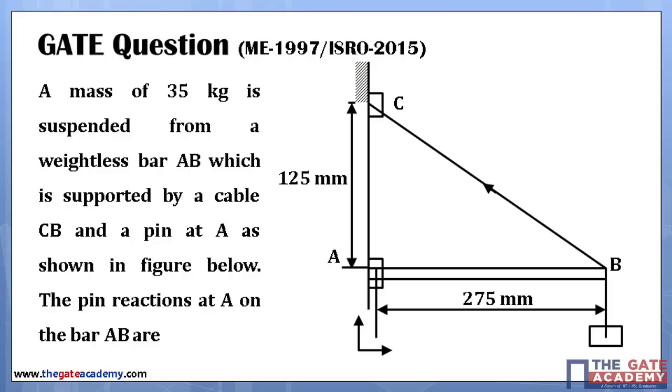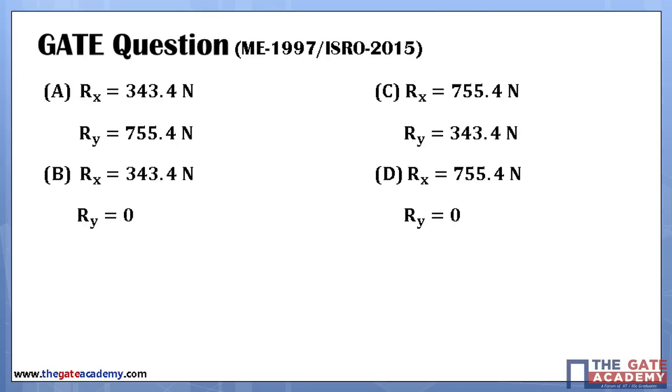It's given that a mass of 35 kg is suspended from a weightless bar AB, which is supported by a cable CB and a pin at A. So pin means a pin joint there, as shown in the figure given below. The pin reactions at A on the bar AB are... If you see the next slide, we see the options here, A, B, C, D. So there are distinct values for Rx, distinct values for Ry.